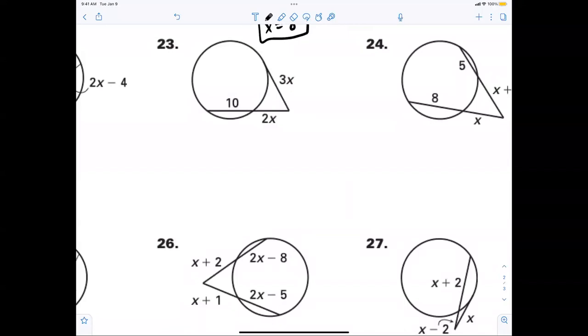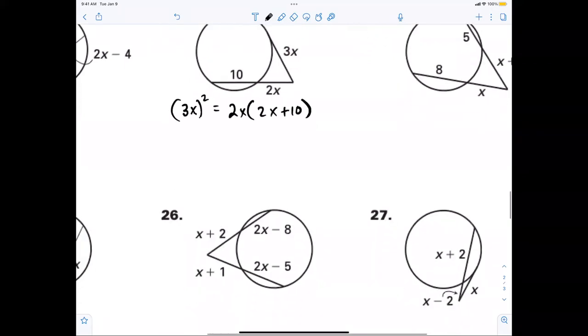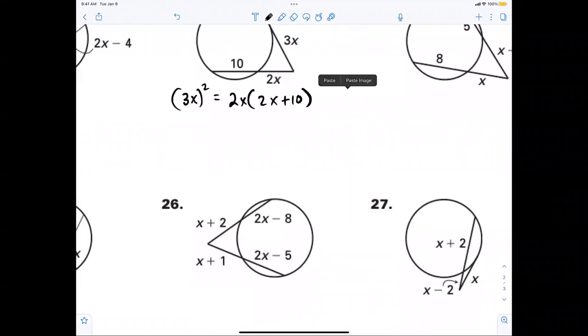Now, when you say 3x squared, how should you write that? Yes, in parentheses, 3x squared equals, times 2x plus 10. All right, 2x plus 10. Now 3x squared becomes what? 9x squared equals 4x squared plus 20x.